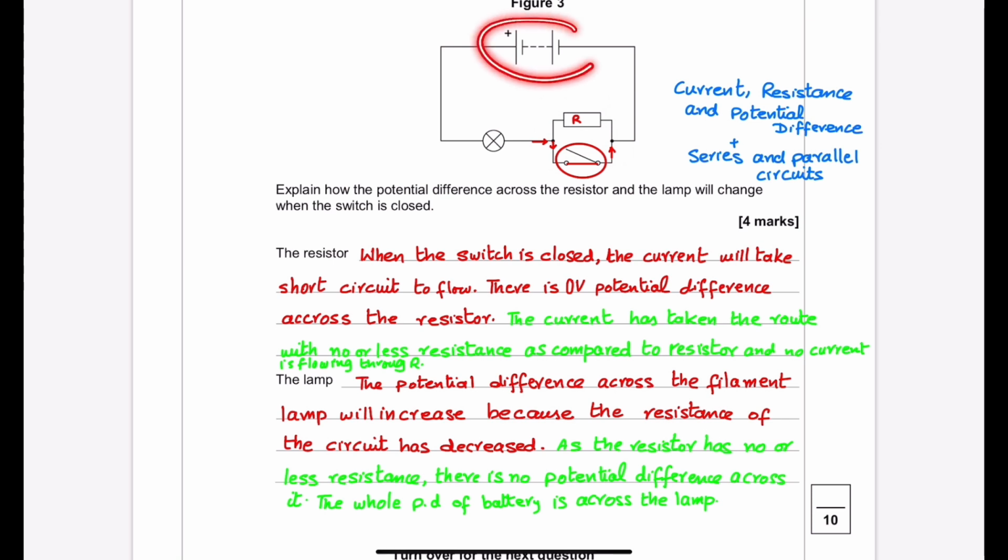So it means the battery is working. The potential difference is shown across the filament lamp. The potential difference across the filament lamp will increase. Here, the potential difference is increasing because this filament lamp has huge resistance as compared to this switch. As the switch has very little resistance, there is no potential difference across it. So if we connect a voltmeter here, it will show a zero reading, a very small reading. The whole of the battery potential is used to overcome the resistance of the filament lamp.